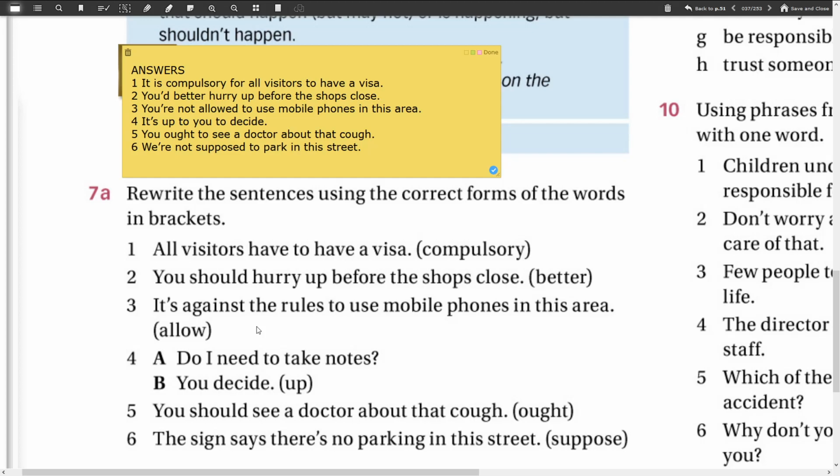Number 6, the sign says there's no parking in this street. And the alternative, we're not supposed to park in this street. You could also use you're not supposed to park in this street when the you is the general you referring to people in general. You are not supposed to park in this street. We're not supposed to park in this street.